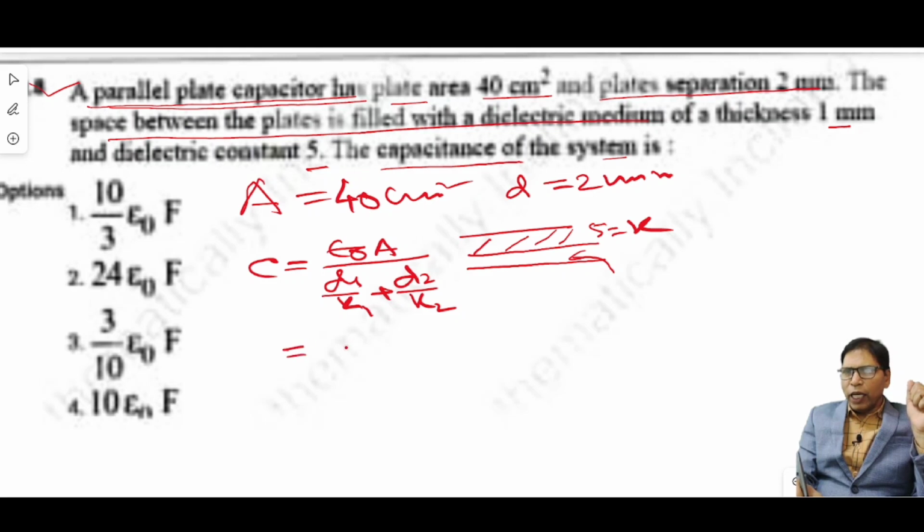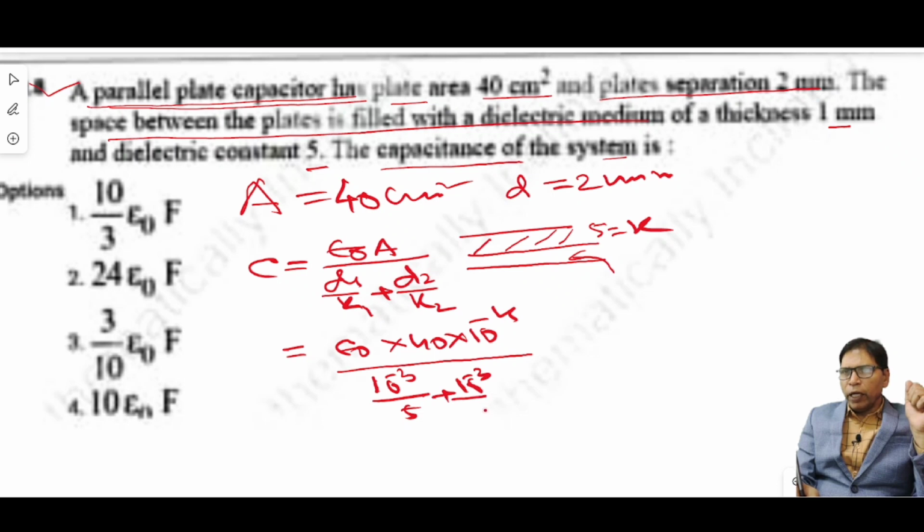Now, epsilon naught A, where A is 40 into 10 to the power minus 4, divided by d1, which is 10 to the power minus 3 divided by 5, plus 10 to the power minus 3 divided by 1. So this is 4 epsilon naught divided by the LCM 5, and this is 1 plus 5. So this is 20 by 6.